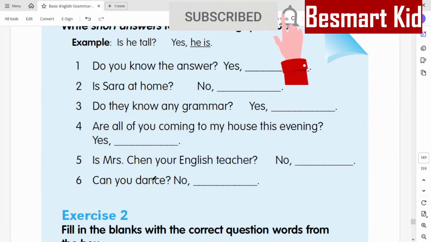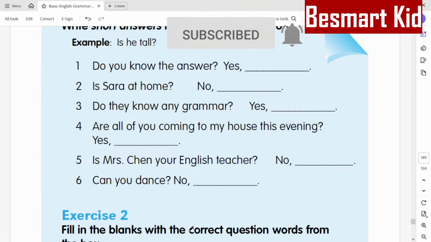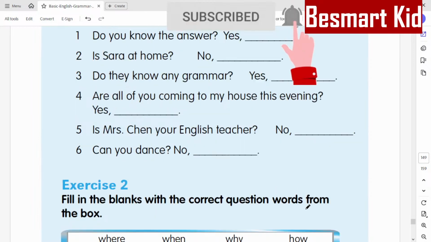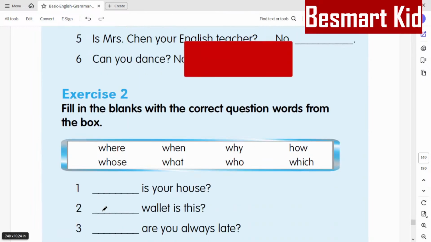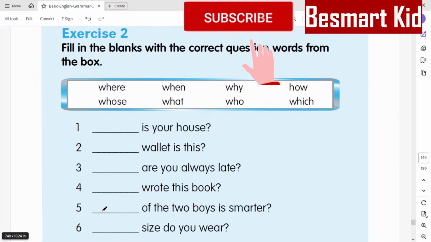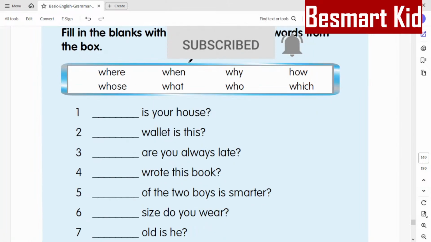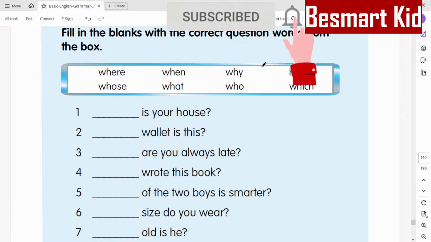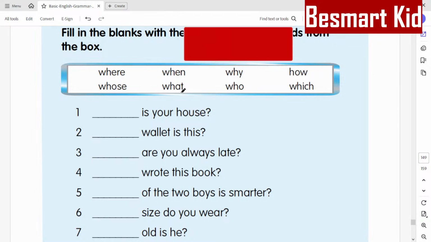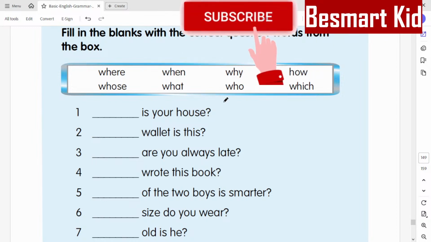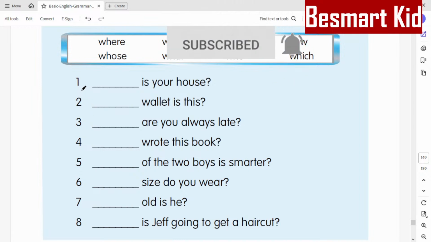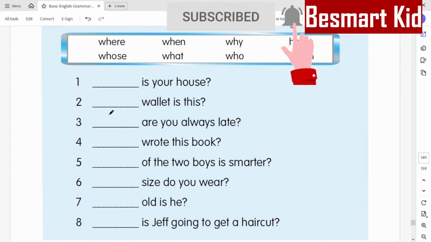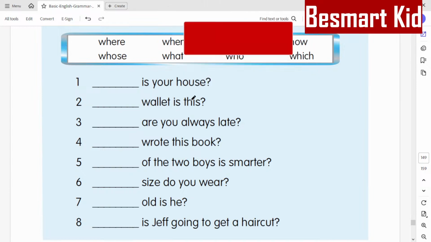Exercise 2. Fill in the blanks with correct question words from the box. The words in the box are where, when, why, how, whose, what, who, and which. First, dash is your house. Second, dash wallet is this.